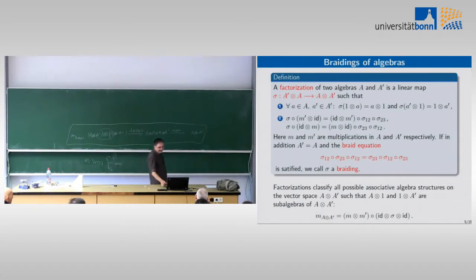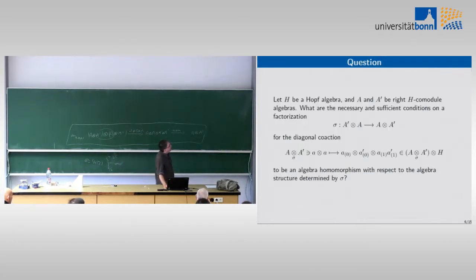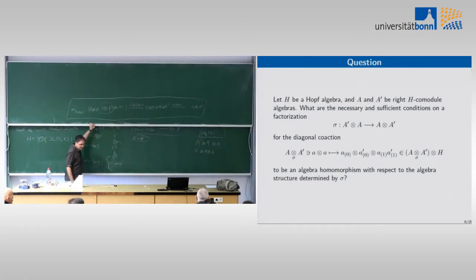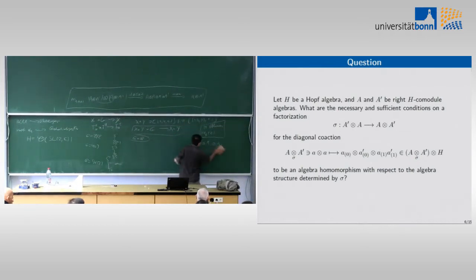But now I want to ask a question to which I don't know if there is already an answer. It shouldn't be horribly difficult to answer this question, but I'm not sure if anybody considered it so far. Okay? So we can now ask the following question. Imagine that I have more structure. Imagine that my algebras are not only algebras, but they're actually comodule algebras. So I have a coaction on A.